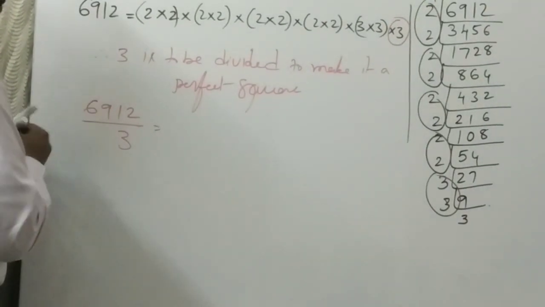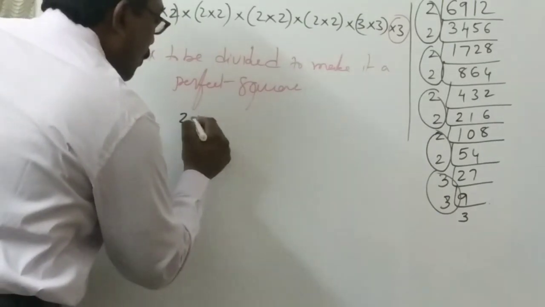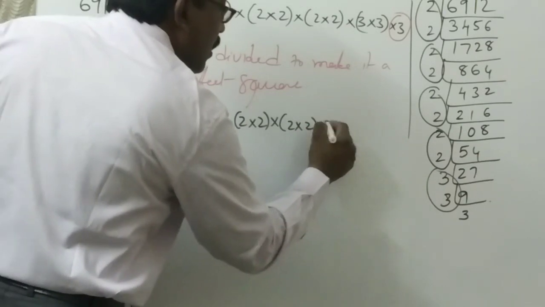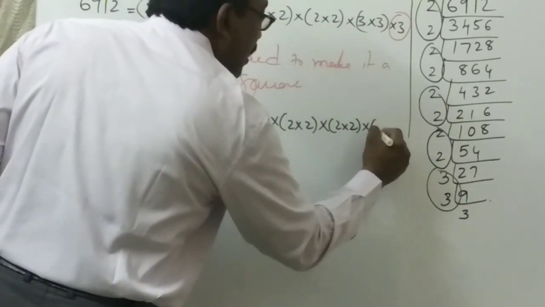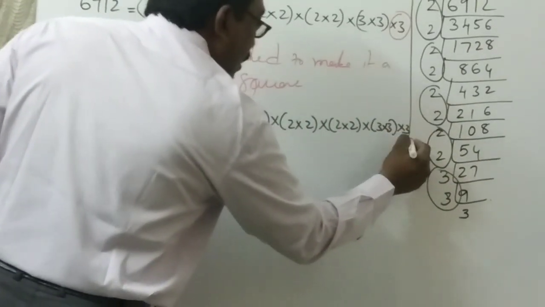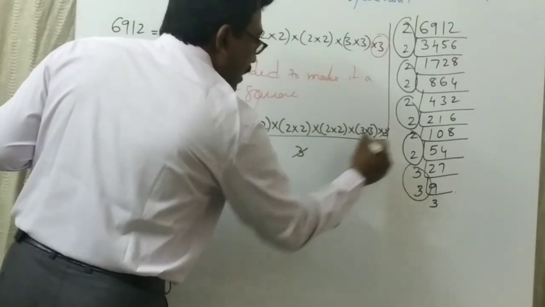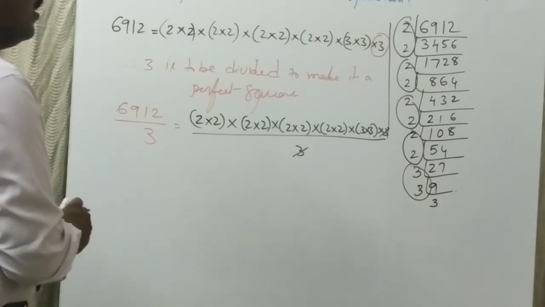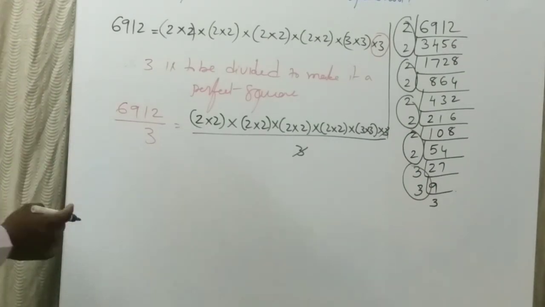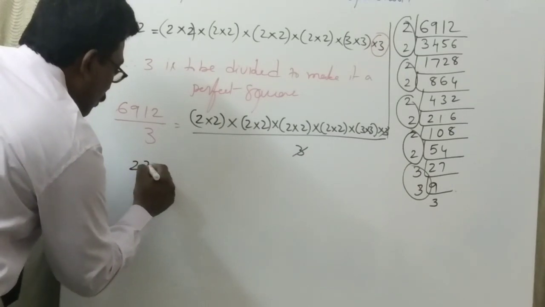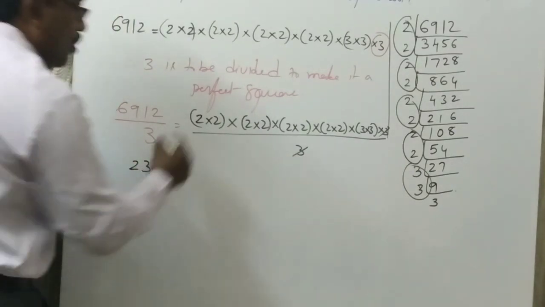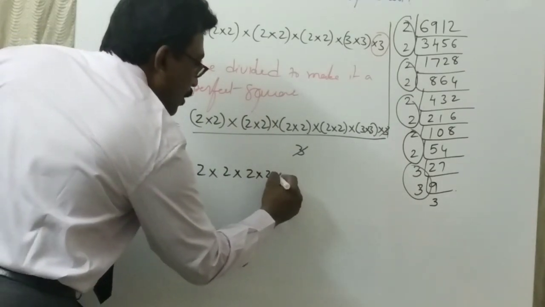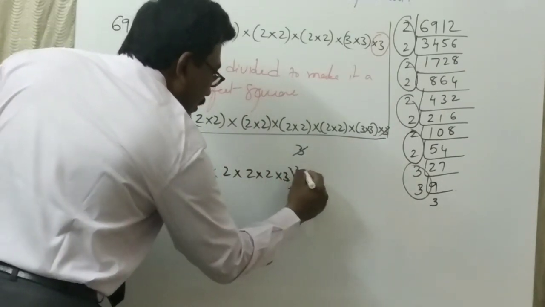Okay? Now, what are the numbers here? 2 into 2, 1 pair. Second pair, third pair, fourth pair, and 3 first pair, and 1 3 divided by 3. 3 3 get cancelled. Here 6912 is divided by 3. That is 2304, which is equal to, taking one time only, 2 into 2 into 2 into 3 whole square.